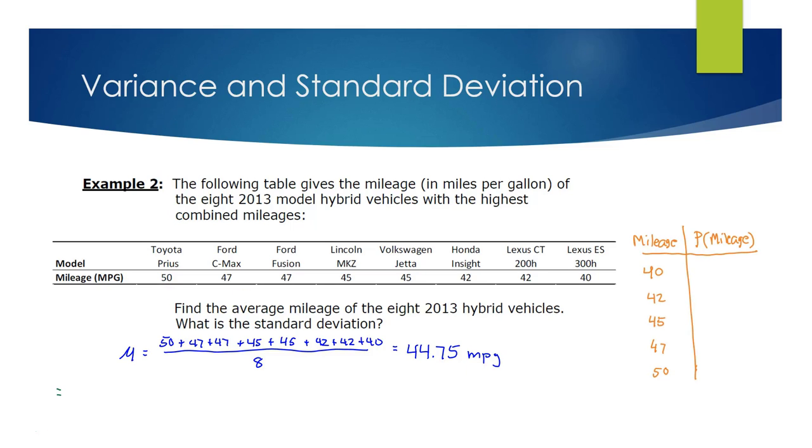So if I look at my mileages as my possible outcomes based off of these 8 hybrids, the probability of getting that mileage from this group of cars is 1 out of 8 for 40 as well as 50, and 1/4 for 42, 45, and 47. If I took 40 times 1/8, 42 times 1/4, 45 times 1/4, 47 times 1/4, and 50 times 1/8 and added those together, I would also get 44.75. So that's another way of handling it, with the probability distribution.